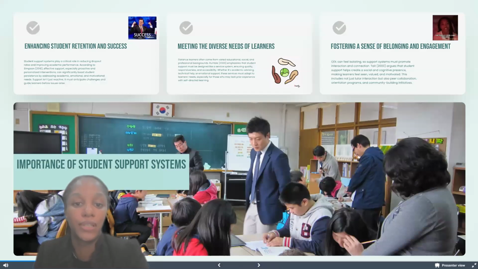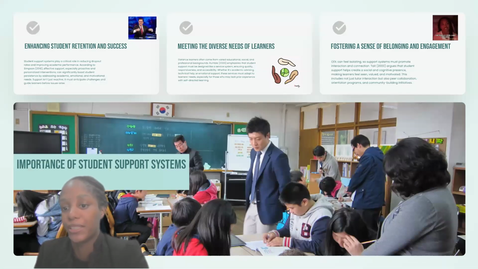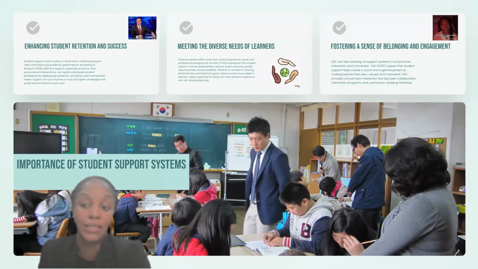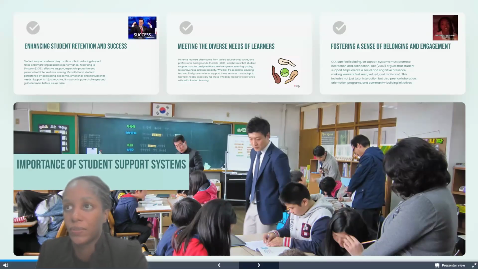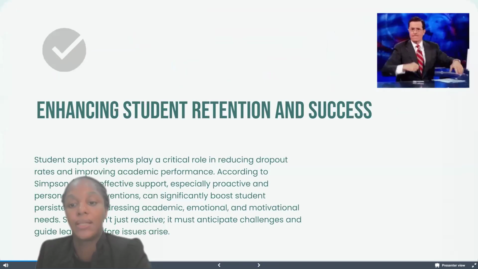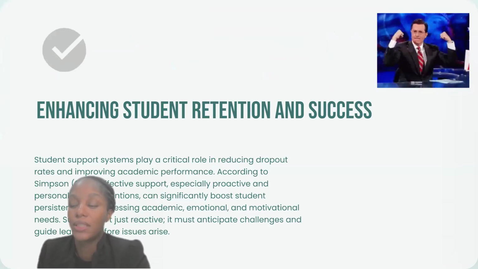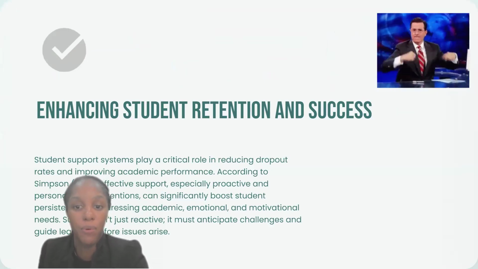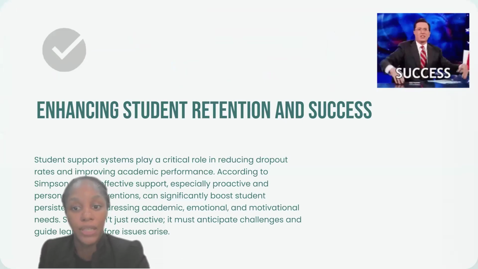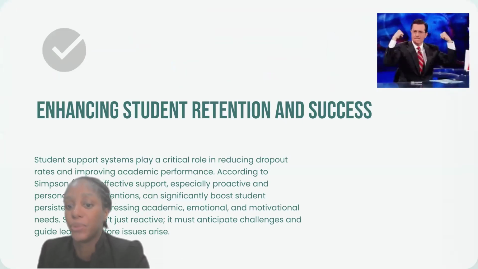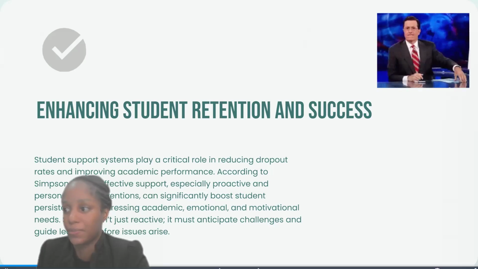So before establishing the three basic requirements of a student support system, it is integral to understand its general importance for learners like ourselves. Through different resources and literature materials, I have found three common themes as it relates to the importance. The first being that student support systems enhance retention and success. According to Simpson 2016, effective support, especially proactive and personalized interventions, can significantly boost student persistence by addressing academic, emotional, and motivational needs.